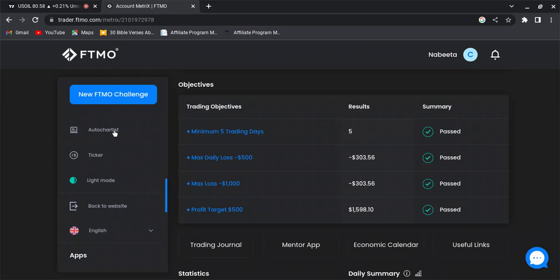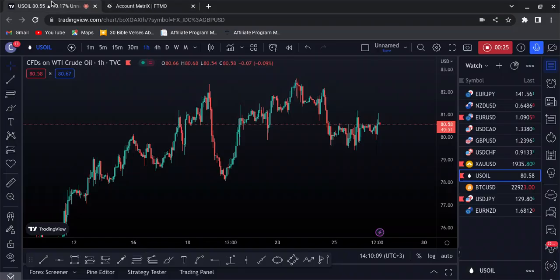So as you can see, I was able to use this tool and pass in 5 days, with a maximum drawdown, maximum loss, of 300, and I was able to make up to 15% in just 5 trading days. So this tool is really, really powerful. So without further ado, let's look at what this tool, or indicator, is.